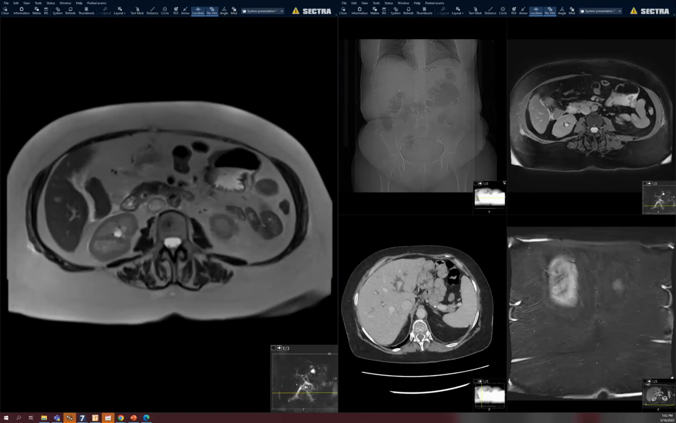Can you guys speak closer to the microphone? I heard you say dilated biliary ducts. Yeah, it looks like some dilated biliary ducts.